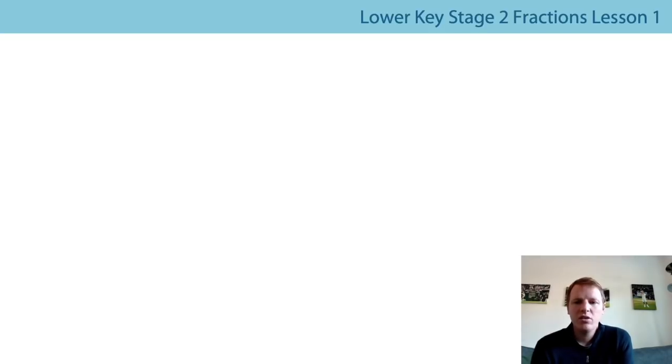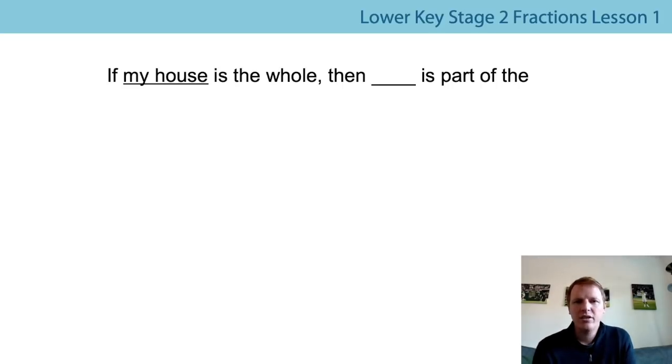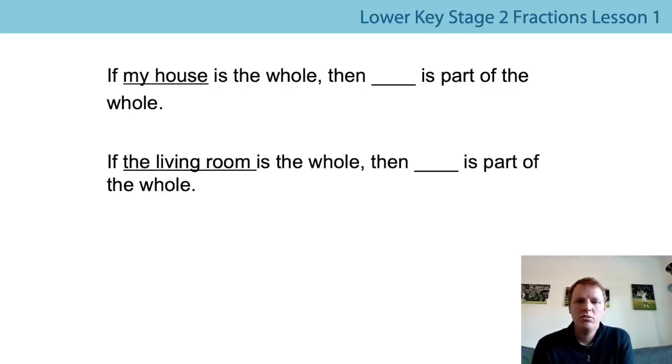Now we're going to carry on making our wholes smaller, and I want to see if you can think of different parts of the whole. So you guys are probably, if you're like me, probably at home. So our first sentence is, if my house is the whole, then is part of the whole. We're then going to go even smaller again. This time the room I'm in, if the living room is the whole, then is part of the whole. We're then going to go smaller again. If the clock is the whole, then is part of the whole.